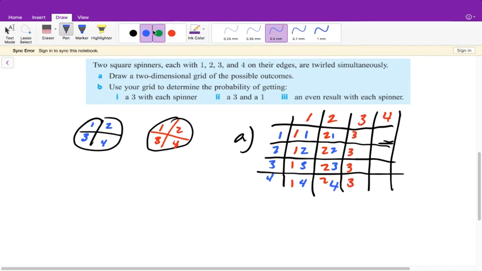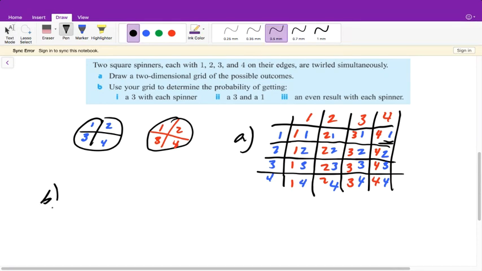Now, you don't have to do the different colors, and they never told us that they're different colors. I'm just doing this so that you can see the red is going first and that they are different spinners. Since they would just be the same number for both of them, it might be a little bit harder for you to visualize what's going on. So that's the only reason why I'm using the two different colors. All right, now it's saying draw a two-dimensional grid. That's all we had to do for the first one.